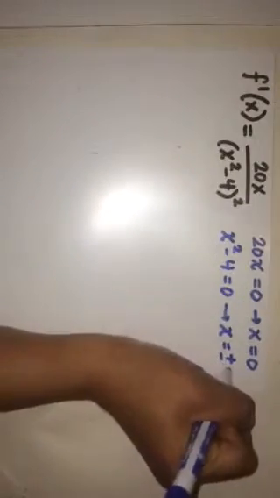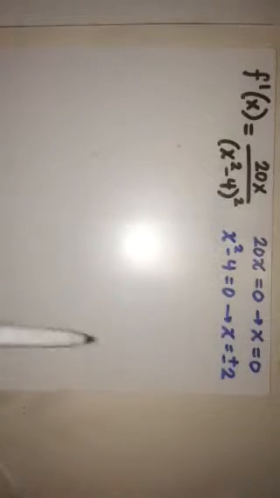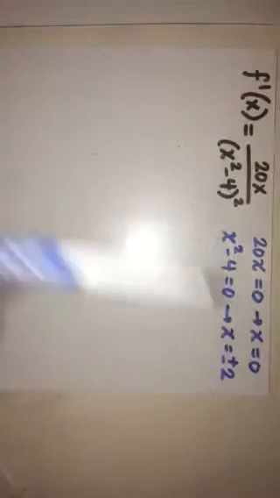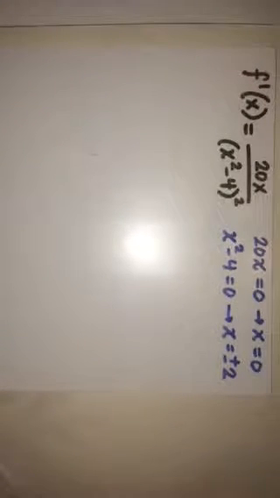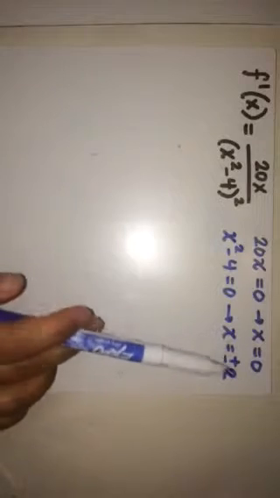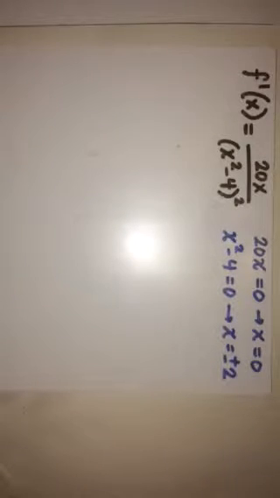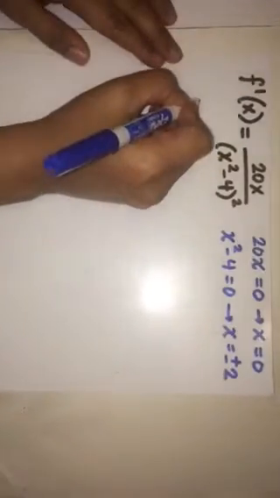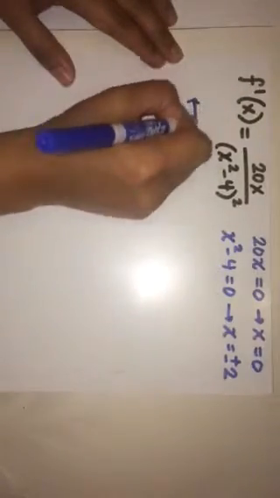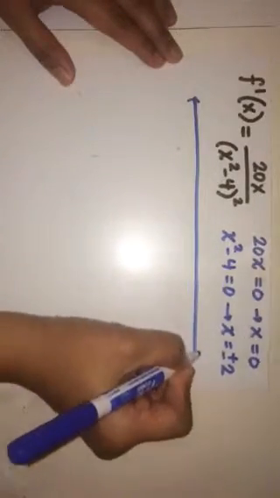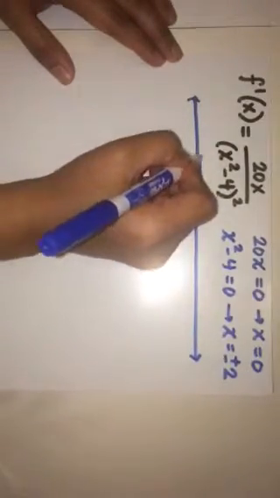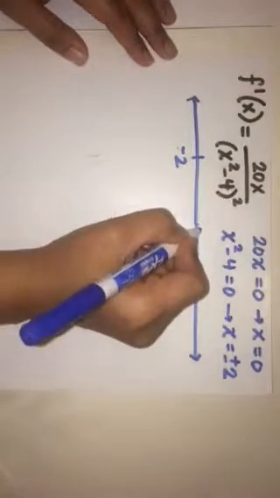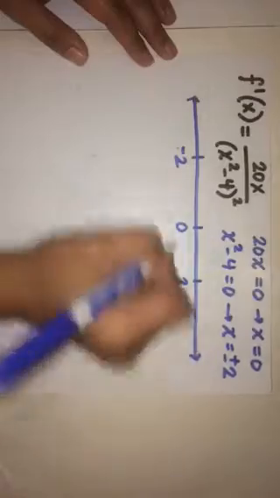positive and negative 2, which, by the way, were restrictions in our domain. So they are not actually considered to be critical numbers, but restrictions of the domain. And so we still have them as endpoints of the intervals on which we are going to test. So we have -2, 0, and 2.